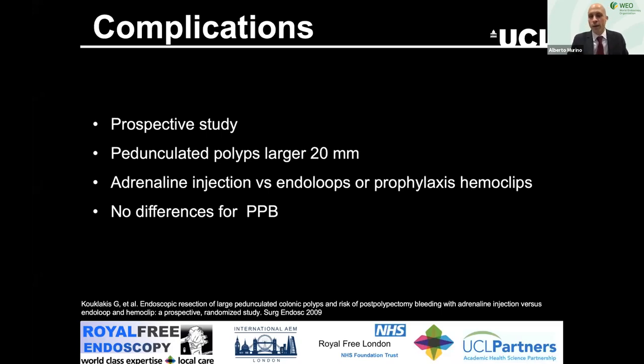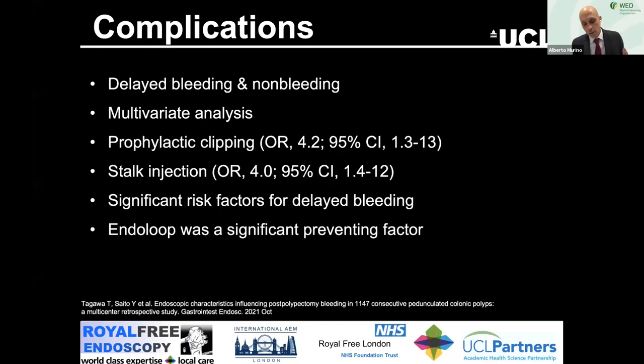But even more, to make everything a little bit more confused, a very recent multicentered publication from Japan, led by Professor Saito, showed that for polyps larger than 50 millimeters, endoloop is a significant inhibitory factor for delayed bleeding. But when delayed bleeding was compared with no bleeding, prophylactic clipping and injection were significant risk factors for delayed bleeding. So everything is quite contradicting at the moment, and it's still, I think, under investigation.